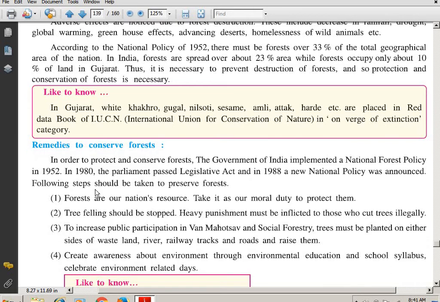Like to know, students, you will read that in Gujarat, khakro, bugal, nilsoti, sesam, amli, atak, hade, etc. are placed in the red data book of IUCN, that is International Union for Conservation of Nature. Underline this word, this can be asked in the exam. In the on-verge-of-extinction category, meaning these are the plants which are getting lost from our Gujarat. We will not get to see them after some years if we do not save these plants, if we do not take care of these plants.